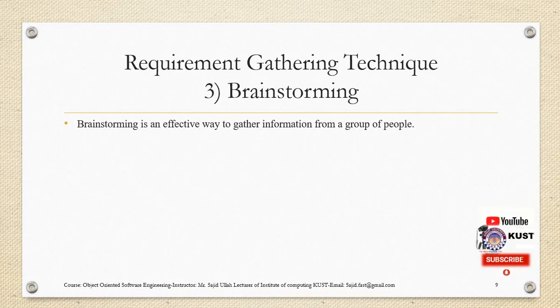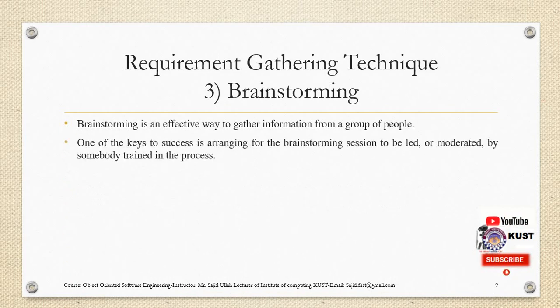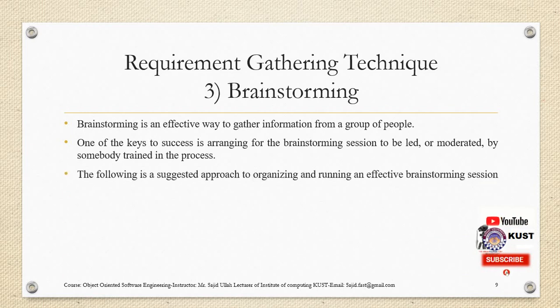The third is brainstorming. Brainstorming is an effective way to gather information from a group of people. The general idea is that the group sits around a table and discusses some topic with the goal of generating ideas. However, as with the interview, adding some structure to the brainstorming process can help you to extract a large amount of information. One of the keys to success is arranging for the brainstorming session to be led by some trained person.